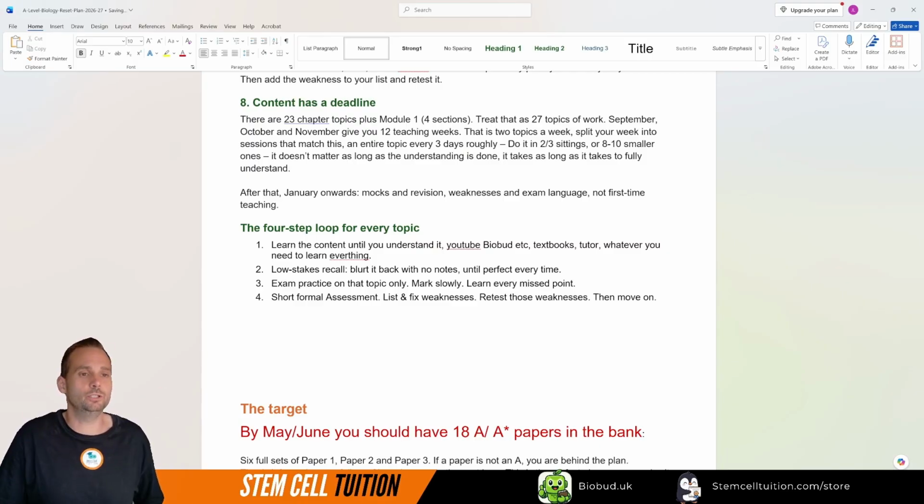I've got a tracker you can use. A handwritten list has worked really well in the past for most students. Have a file, put weaknesses, write it out by hand. And then fix it, then move on.